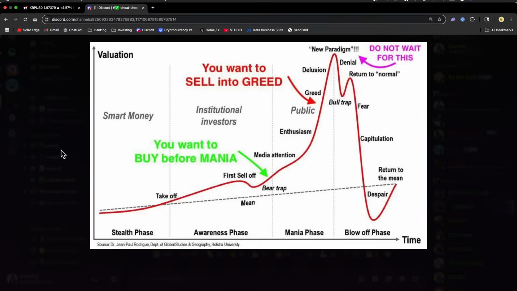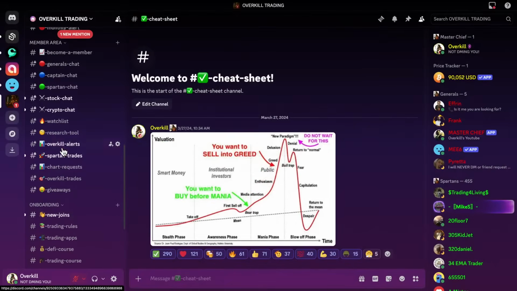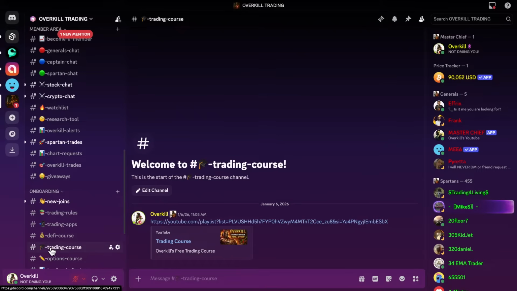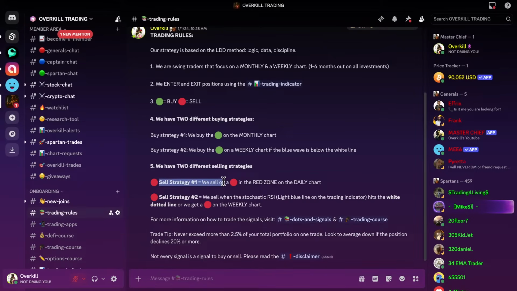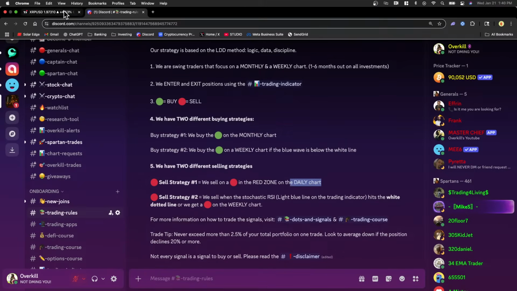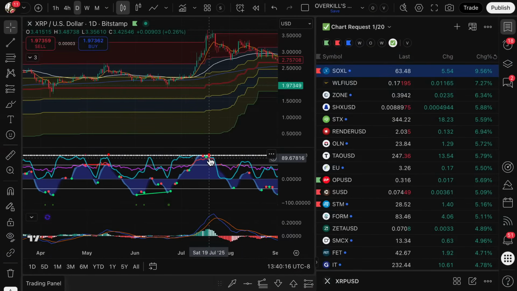Okay, if you guys are familiar with our strategy and with our course, if you haven't taken our free trading course, that's just over here in the trading course tab right here, completely free. But the trading rules, sell strategy number 1 is that we sell a red dot in the red zone on the daily chart. So that for XRP came in July of 2025.